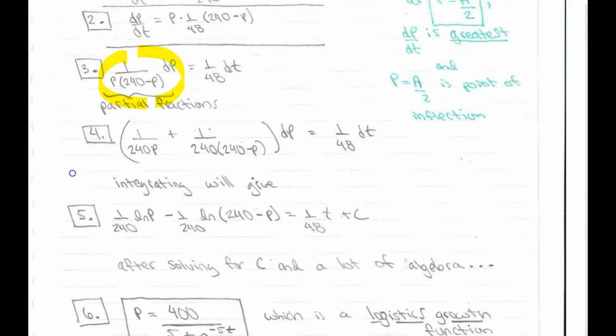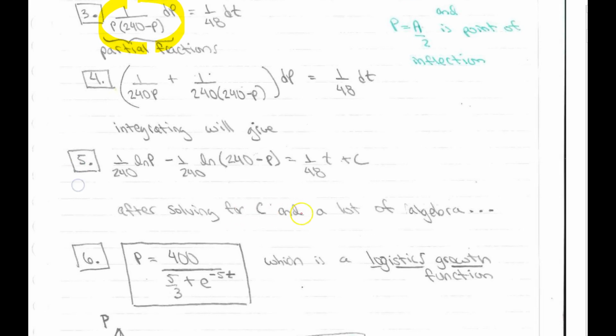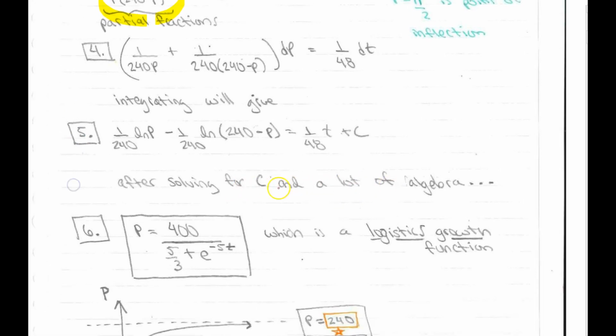So after I used that point (0, 150) and solved for C, and after a lot of algebra, this is what I get here. P equals 400 all over 5/3 plus e to the negative 5t. And this kind of function, this is a major blast from the past. This is called a logistic growth function.